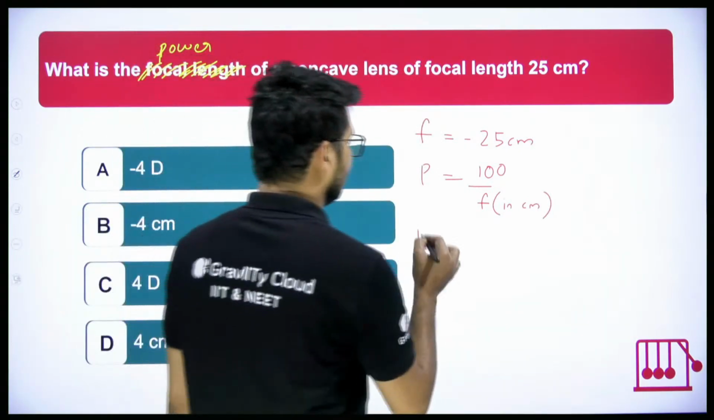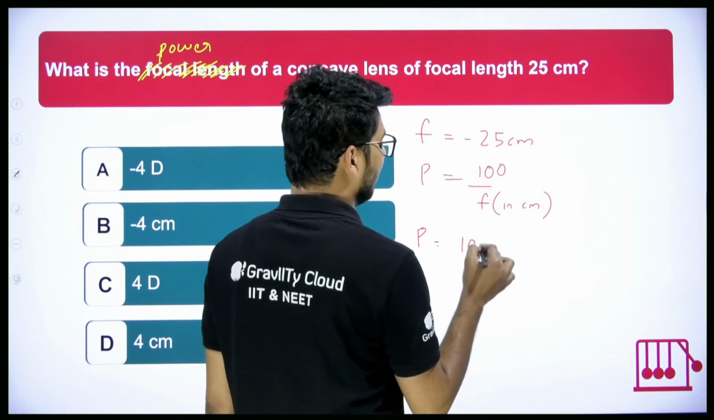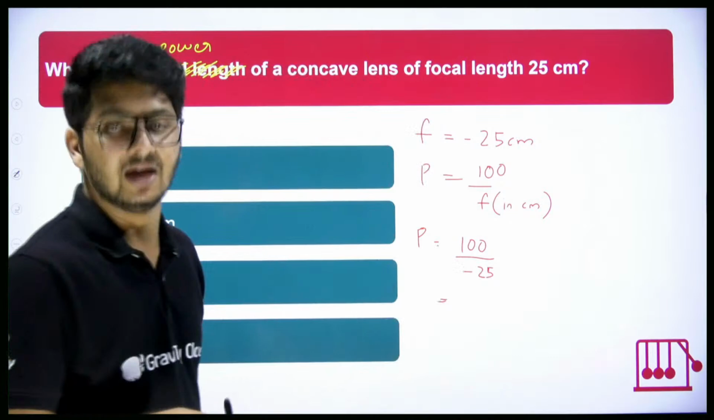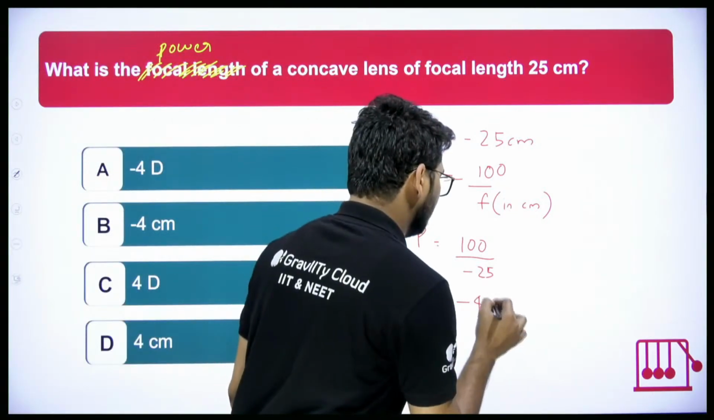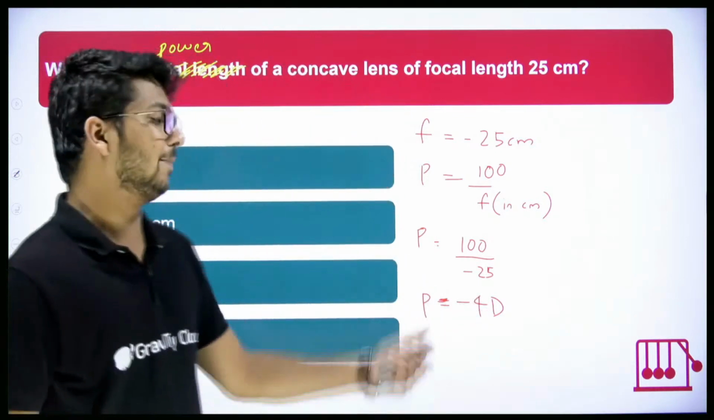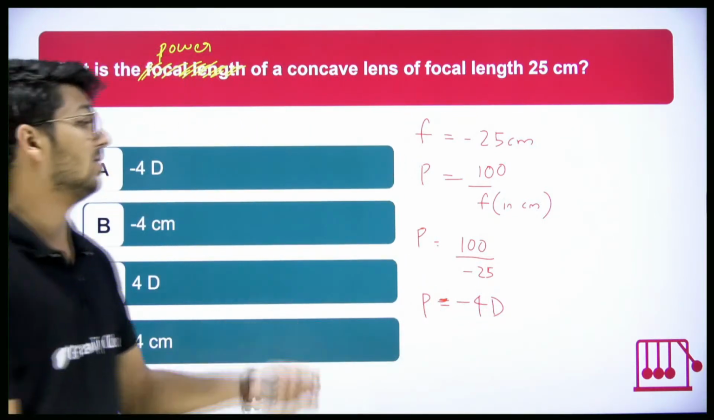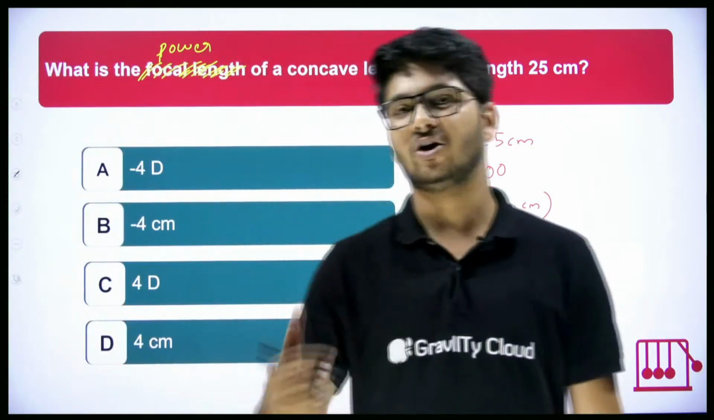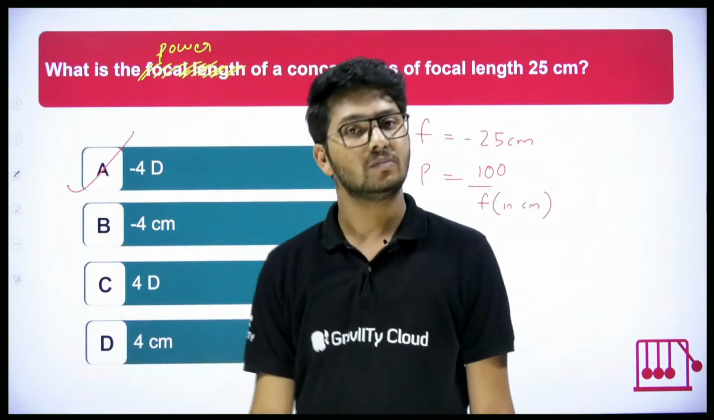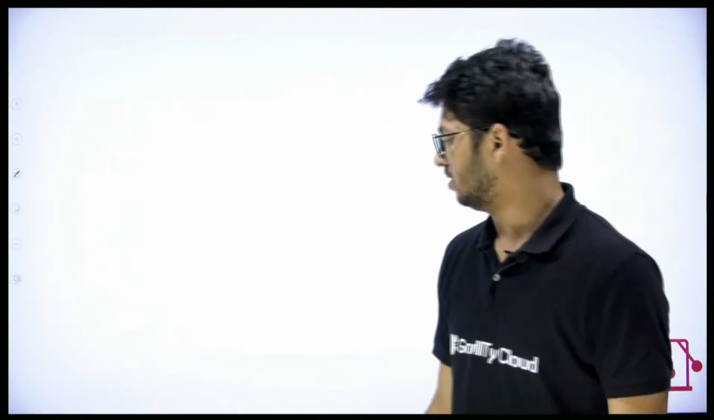Simple. Right? So P is equal to 100 by F. F is minus 25, so minus will remain. 100 by 25 is 4, so minus 4. What about the units? Capital D refers to diopter. So the power is minus 4 diopter, and hence the answer will be option A. Clear? Good. So that's it, everyone. We have discussed presbyopia, cataract and power of a lens. Thank you. Thanks a lot.